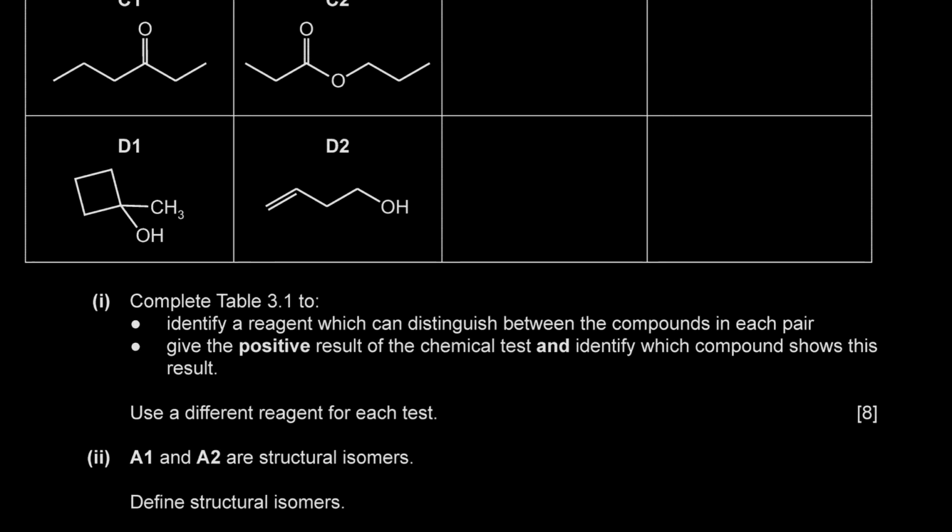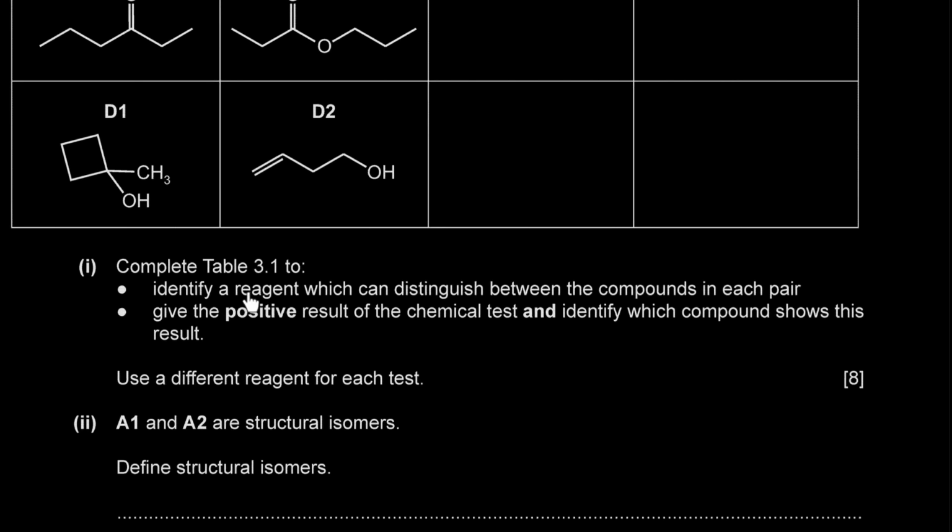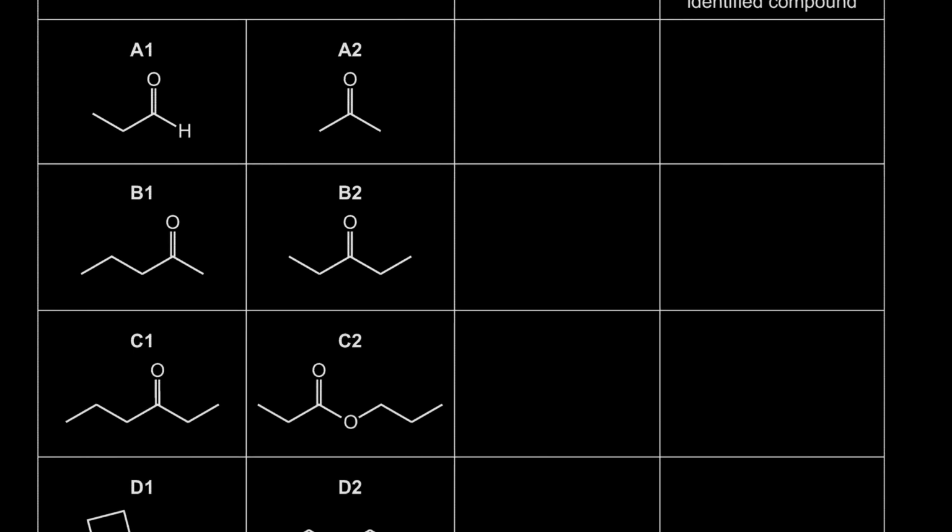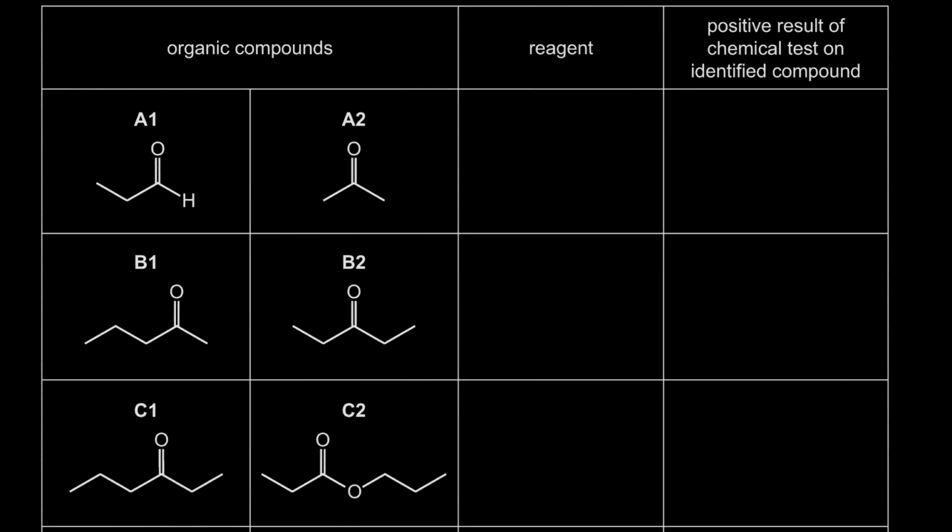Complete table 3.1 to identify a reagent which can distinguish between the compounds in each pair. Give the positive result of the chemical test and identify which compound shows this result. Use a different reagent for each test. Okay, so we're going to start with A1 and A2. What's a test we can use to distinguish between these two compounds? Okay, tell me the reagent that we can use and then tell me which compound will give the positive test as well as the observation.